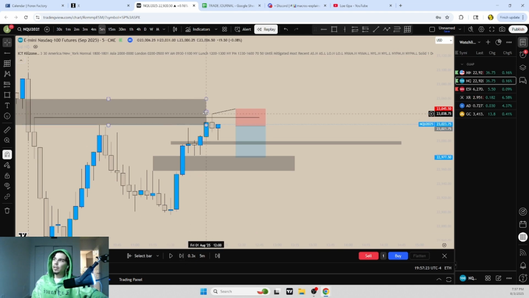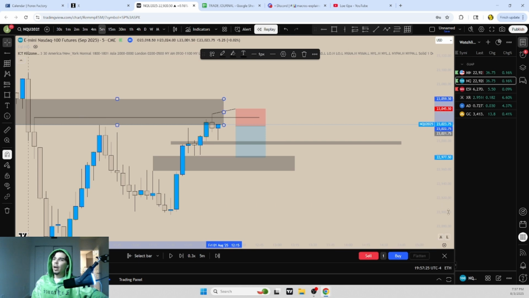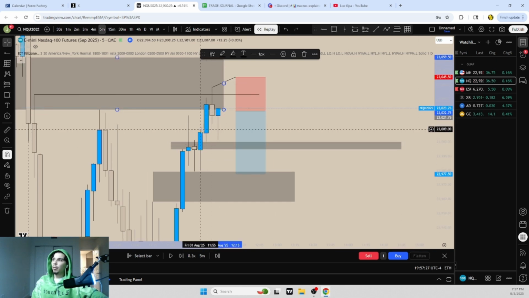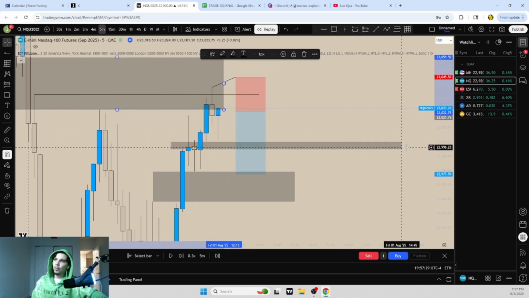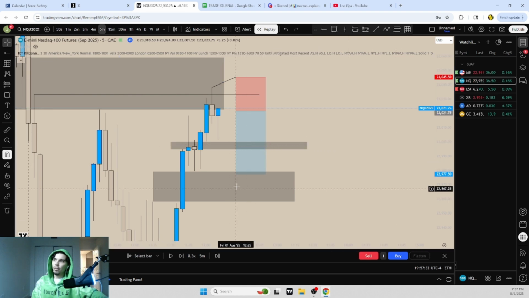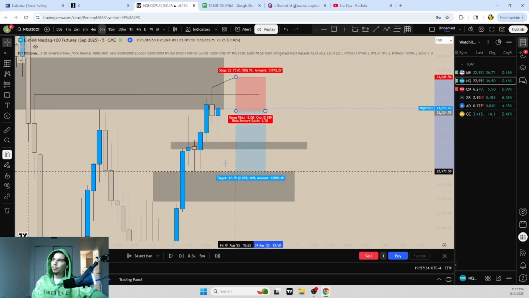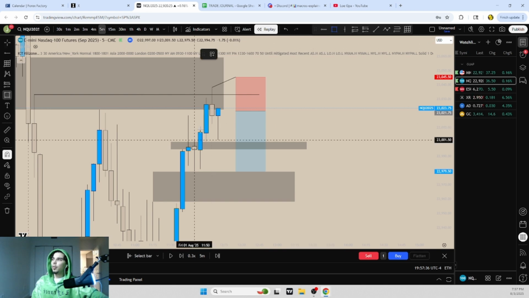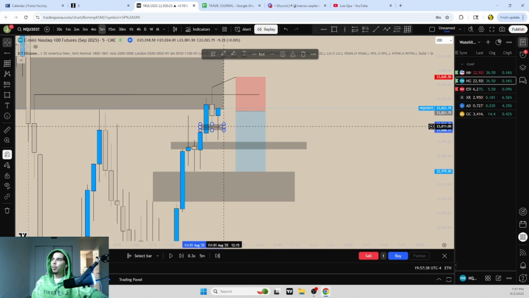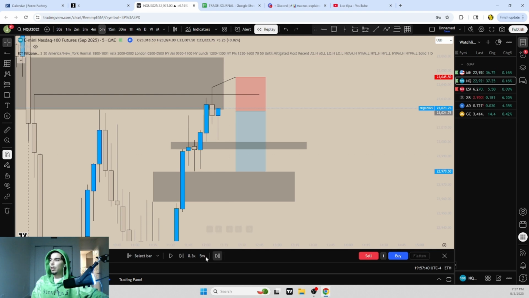So after we tapped into this unfilled 5 minute and the hourly, I wanted to see this 5 minute get run through. Then we can use this unfilled 15 minute as a break-even point and target this unfilled 15 minute down here, right? So this is what it would look like. I would want to see this 5 minute get run through. But what did we end up doing? Well, we ended up kind of chopping around, respecting it a little bit.